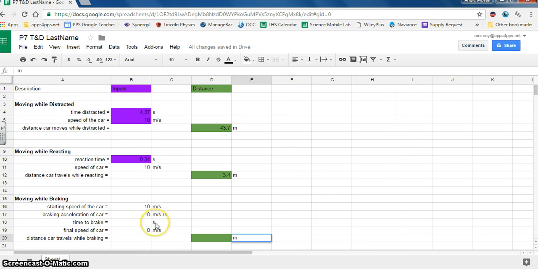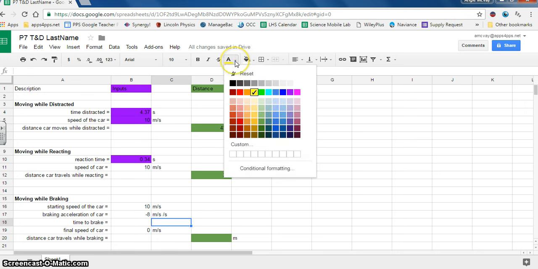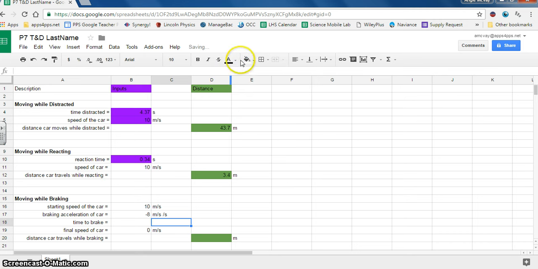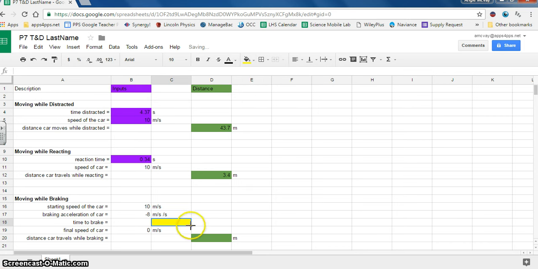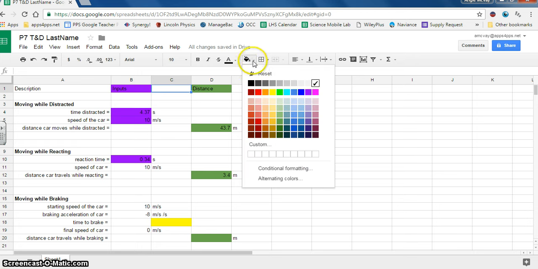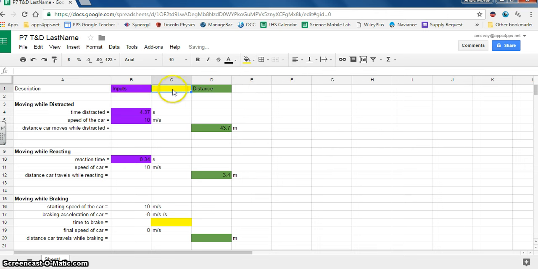And actually, the time to brake is calculated. It's not a distance, so we're not putting it there. So I'm going to take this cell that has the units in it and color it, let's call it yellow. Okay, it didn't turn yellow. Oh, I changed the text color. I want the text color to remain black, and I want the fill color to be yellow. Then up here I'll make a key again, make that yellow also, and say that that's a calculation.